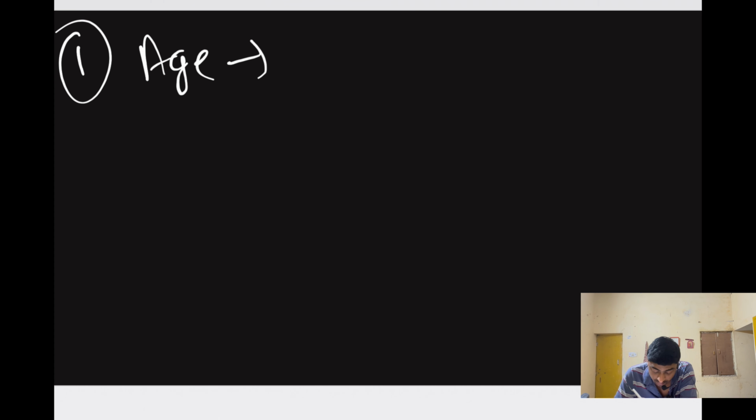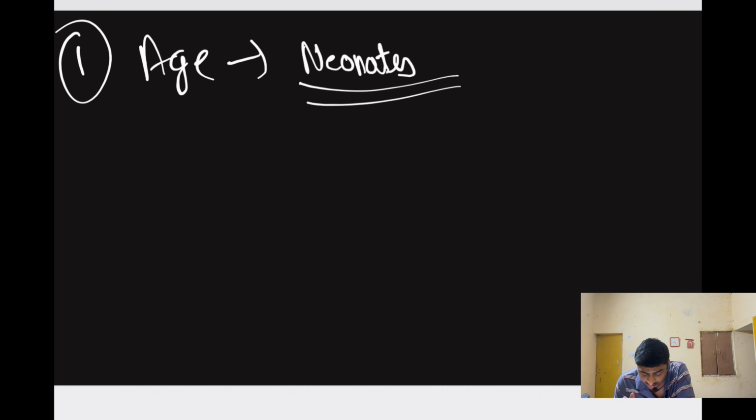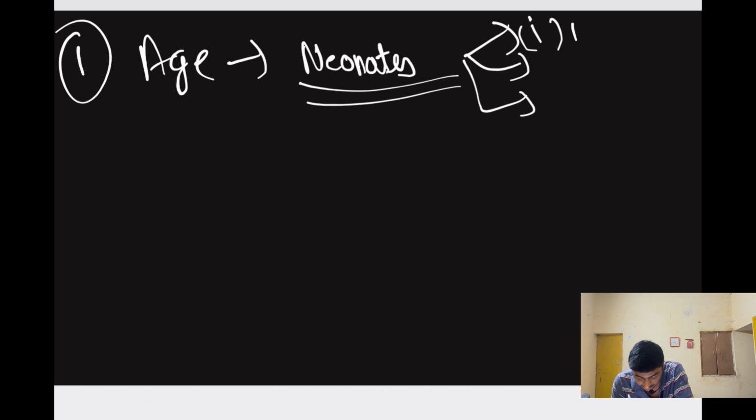So we have also learned what the predisposing factors are in case of acute bacterial meningitis: the age. Acute bacterial meningitis is highest in neonates as compared to adults. Now, why is it highest in neonates? It is because of three reasons. First, they have an immature immune system.